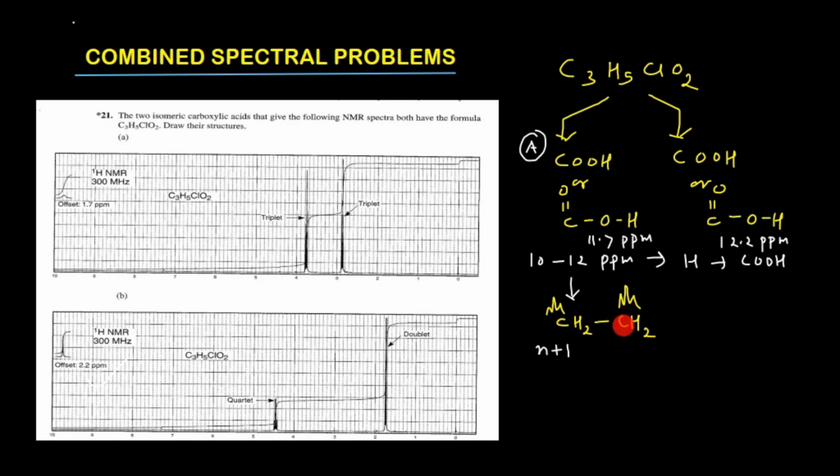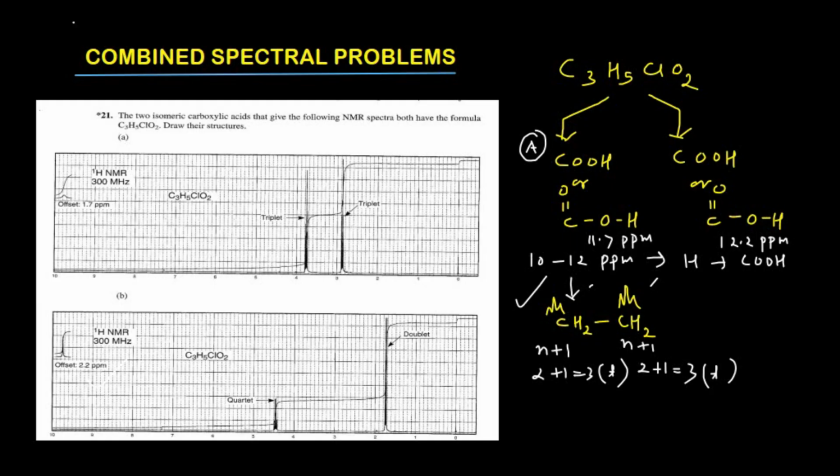This carbon is the vicinal carbon, and it has two hydrogens. To check the splitting pattern of this CH2, we identify these two hydrogens as n. So you can write 2, 2 plus 1, that is 3. 3 stands for the triplet, that's why this triplet is here. The same is true for this one as well. To identify the splitting of these two hydrogens, you need to check the hydrogens present on the vicinal carbon. The number is 2 again.